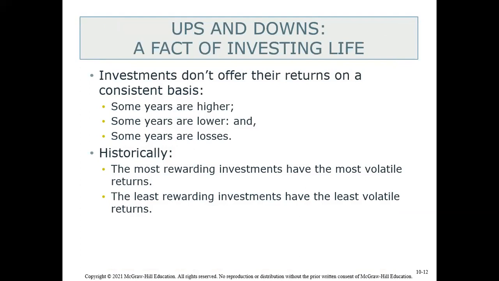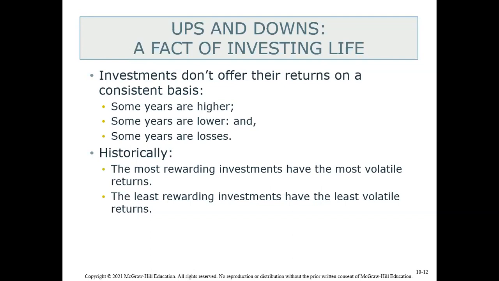So the key things about investing life are that investments don't offer their returns on a consistent basis. Some years are higher, some years are lower, and some years are just pure losses. And we saw that in that picture, the way those lines go up and down and up and down. So it didn't matter what investment you had, they all have those kinds of years. But historically, over that almost 100-year period, those small company stocks, the most rewarding ones, have the most volatile returns. They're going up and down and all over.